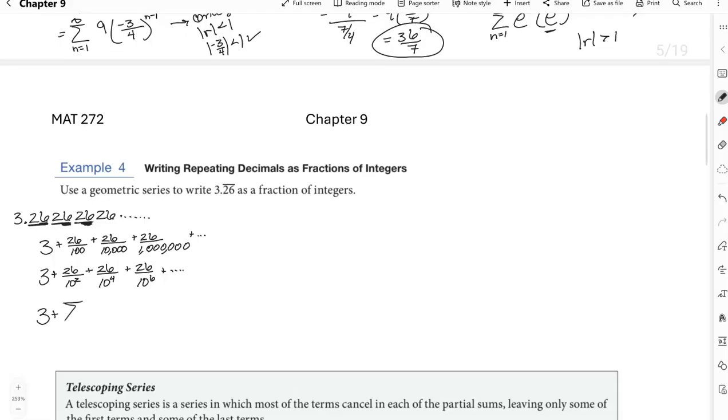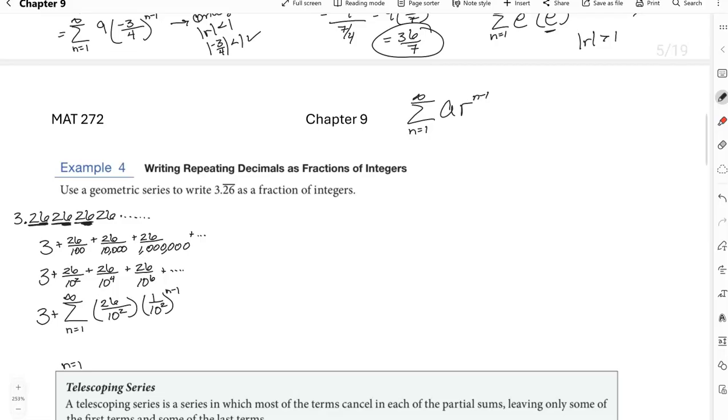So this is going to be 3 plus some kind of sum from n equals 1 to infinity. Remember, we're trying to write this as a geometric series, so 1 to infinity of a times r to the n minus 1. So what if we use 26 over 10 squared as my a, and my r is 1 over 10 squared. Let's see if that produces it. So we're going to try it.